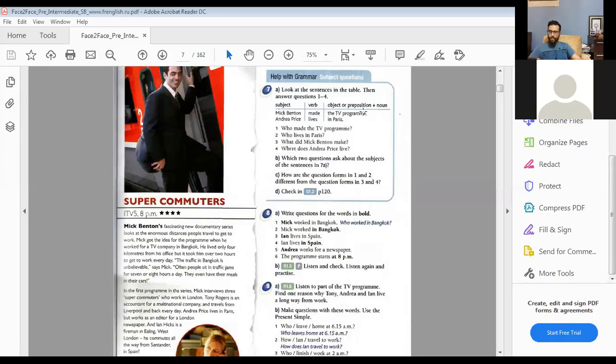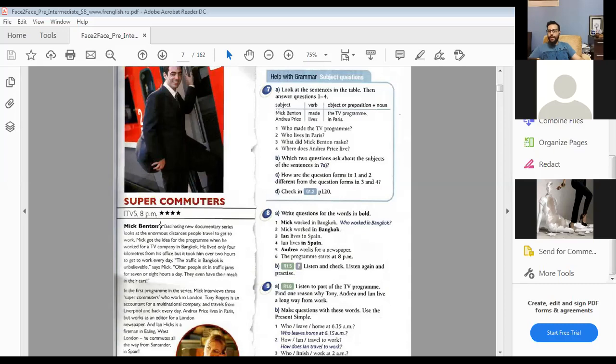Okay, correct. Mick Benton made the TV program. Do we use S or do we drop the S? Do we use it or leave it? Sorry? Do you see the S here? The S with Mick Benton's. In the story, we can see an S. Mick Benton's fascinating new documentary. Can you see it? Mick Benton's.